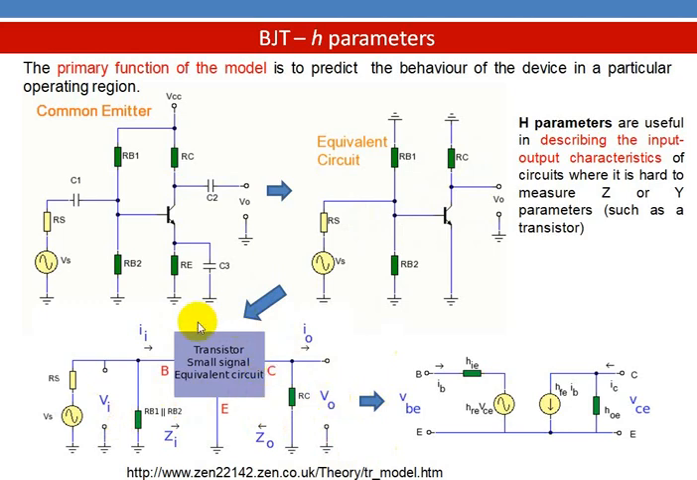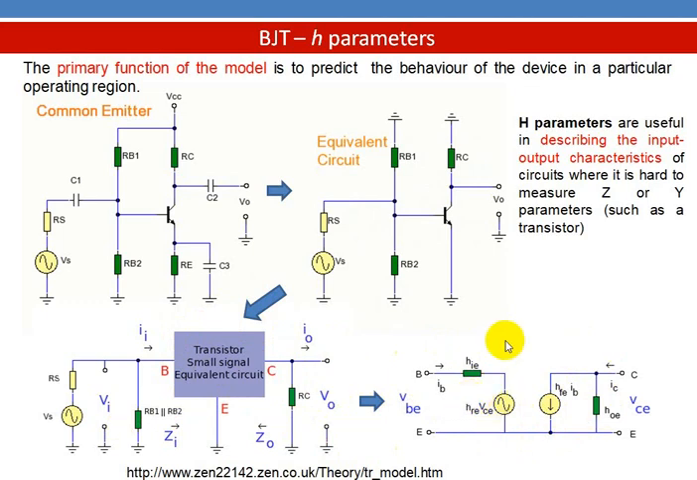So now this is the transistor small signal equivalent circuit. So we have to replace this block by this. Here the H parameters will be given in the data sheets. Even we can conduct some experiments and measure these parameters.